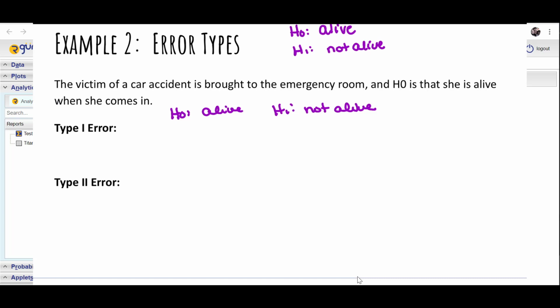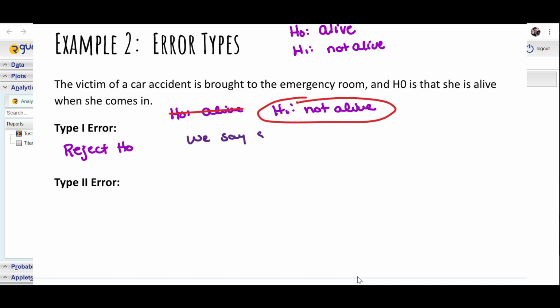All right, type 1 error. So type 1 error is when we incorrectly reject the null. So what we're saying is that. So in this case, we say she is not alive, but she really is alive.